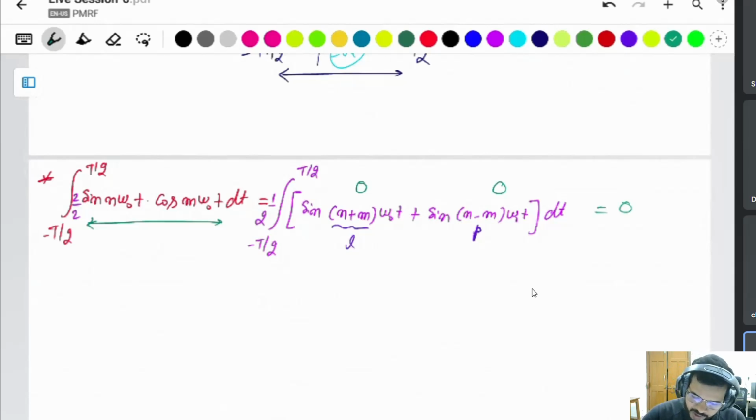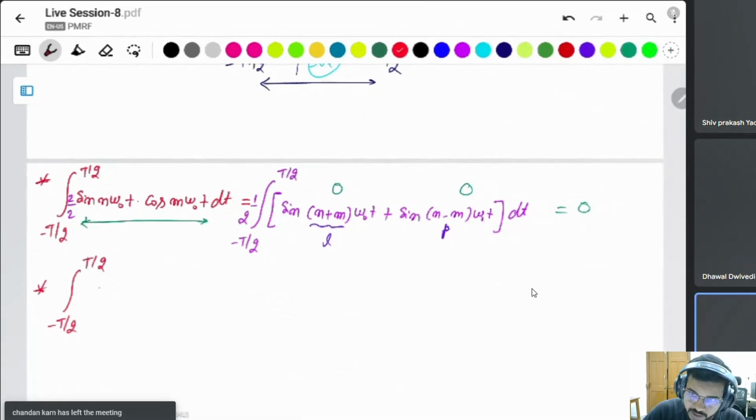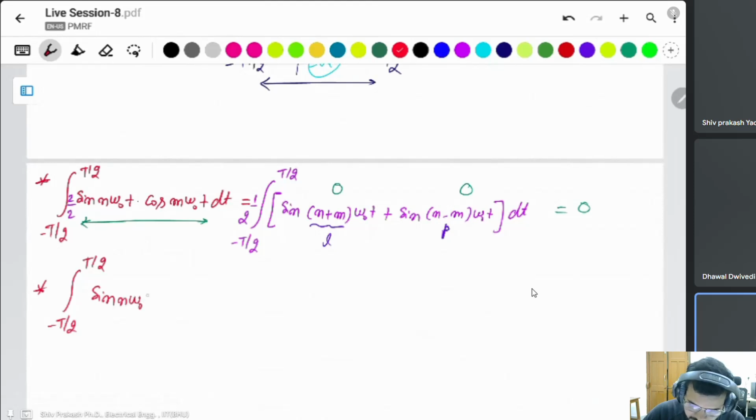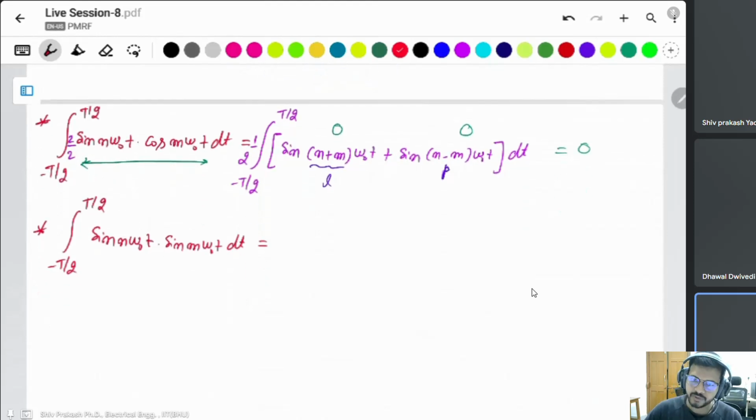Okay. Next, what happens with a sine and sine multiplication? The next case: what happens if there is a multiplication of sine n omega naught t into sine m omega naught t dt? What will happen for this one?